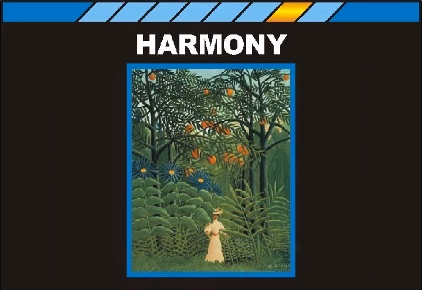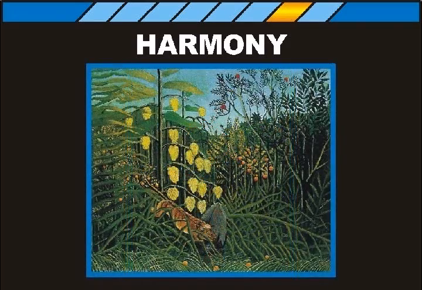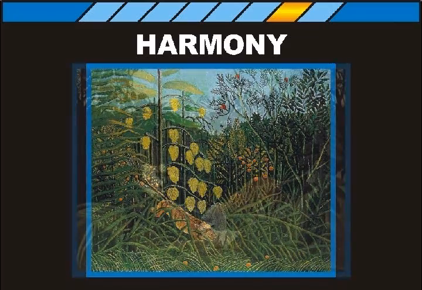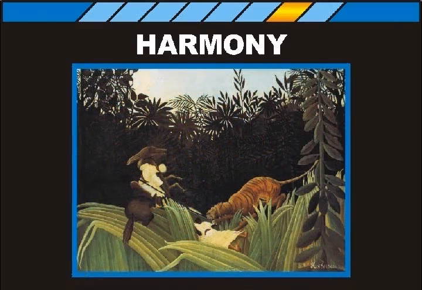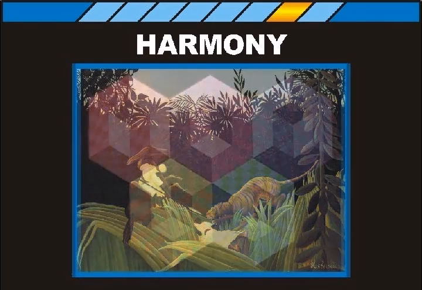Look at these paintings by Henri Rousseau, entitled Woman Walking in an Exotic Forest, Combat of a Tiger and a Buffalo, and Scout Attacked by a Tiger. The artist created a coherent feeling and achieved harmony by using similar and compatible colors and shapes throughout his artwork.